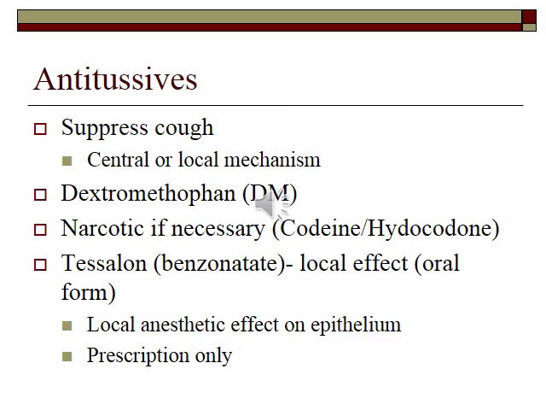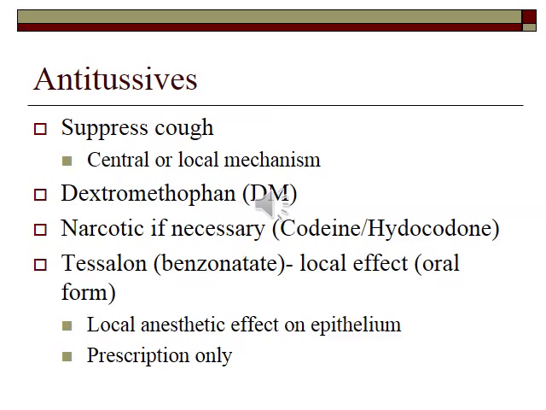Antitussives are utilized to suppress cough, and antitussives will either suppress the cough via a central mechanism or a local mechanism. Again, you look at cold medications, you could see whether or not they have these in them or not. Dextromethorphan is a common antitussive. Sometimes your antitussive cough medications will also add a narcotic to them, codeine or hydrocodone. Tessalon is a local effect antitussive, and these are in oral form, so these usually come in pill form.